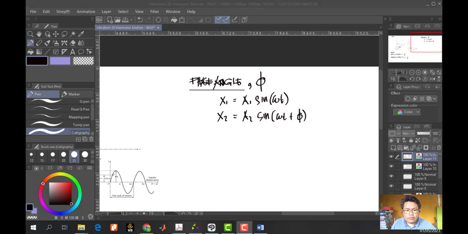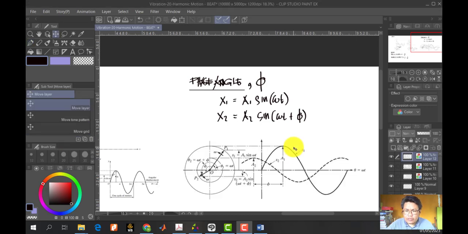Now, the two harmonic motions given by these two equations are called synchronous because they have the same frequency, or angular velocity. Now, from the figure, this can be said to be synchronous because again they have the same frequency. You notice here they have the same, or equal, angular velocity.